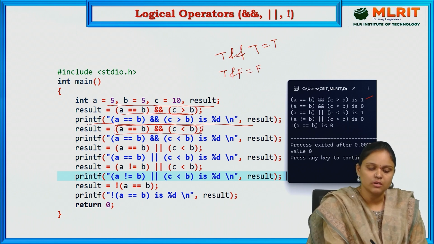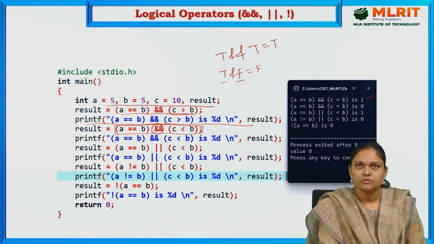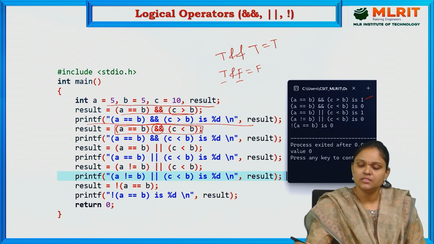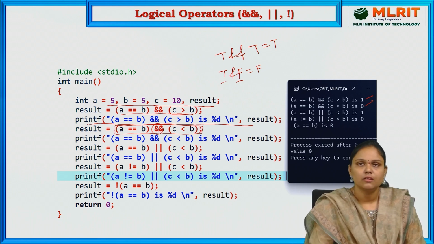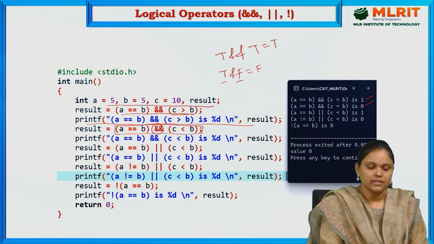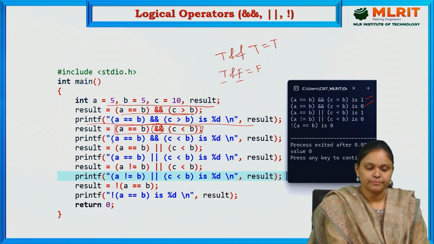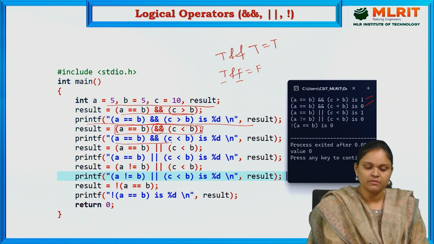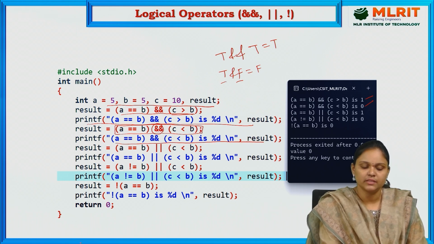So obviously the result will be false. If you are using the logical AND operator, both the conditions must be true. Then only can we say the complete expression is true. So that is the reason why we get the result here as false, which means 0. And in the next statement, by using this printf statement, we are printing that result.